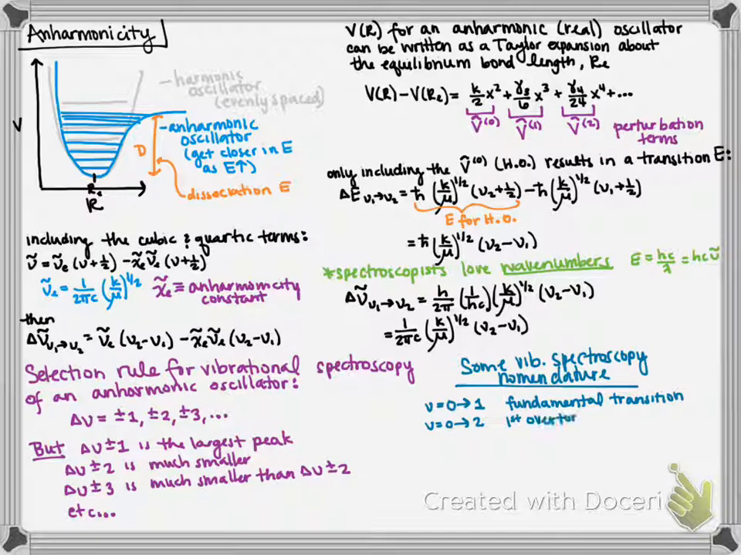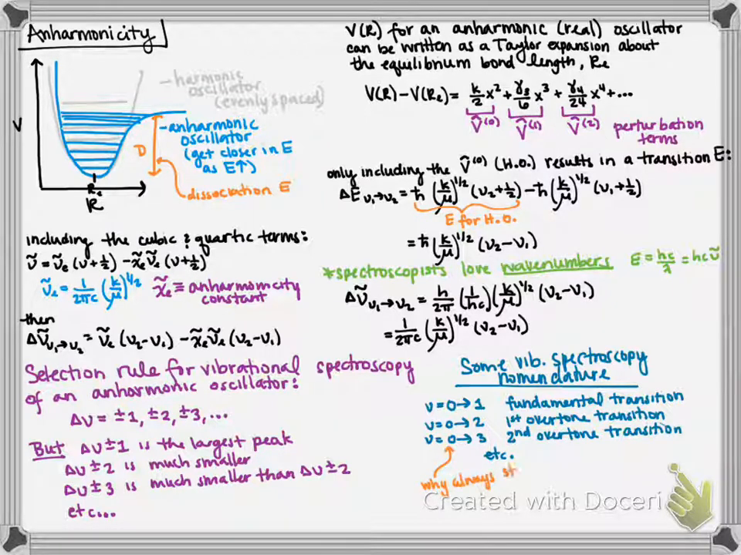The nu equals 0 to nu equals 2, which will be much smaller, is always called the first overtone transition. And the peak, or the vibrational band, whatever you want to call it, peak and band here are synonymous, that represents this first overtone transition is often called the first overtone peak. The nu equals 0 to 3 would be the second overtone, and we could go on, right?